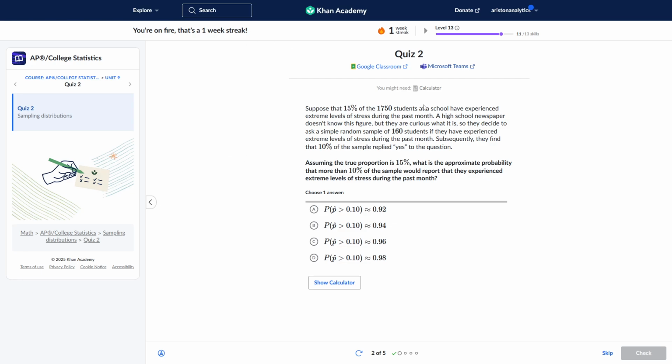Okay, 15% of these students. Okay. So the true proportion is 15%. SRS 10%. Okay, let's give it a go. More than 10% of the sample would report that they experienced extreme levels of stress during the past month. Probability that P hat is 0.1. Okay.